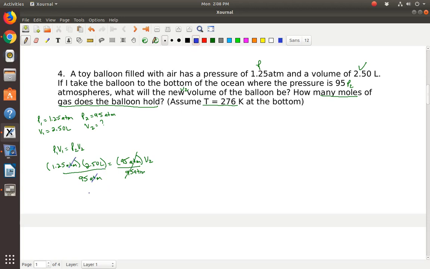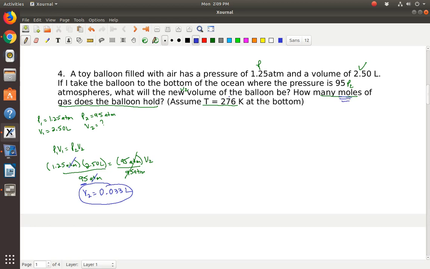I have just liters. All right, when I do the math, 1.25 times 2.5 divided by 95, I get 0.033 liters, and that's 2 sig figs because this number has 2 sig figs. So V2, what would the new volume be? The new volume would be 0.033 liters.